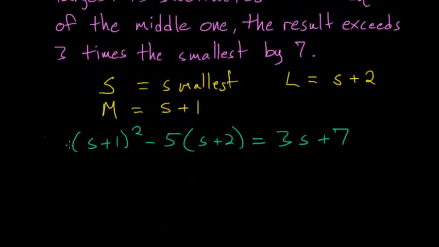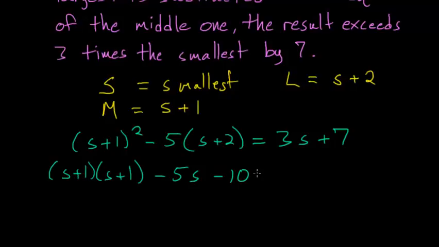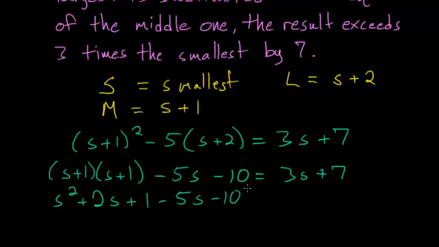So if we expand this square, we can write it as (s plus 1) times (s plus 1), so that we can FOIL it out. And then distribute in this negative 5 to each of these. We have minus 5s minus 10, and this is equal to 3s plus 7. And now FOILing this out, we have s squared plus 1 times s, plus 1 times s, or plus 2s, and then plus 1 times 1, which is just 1, minus 5s minus 10.